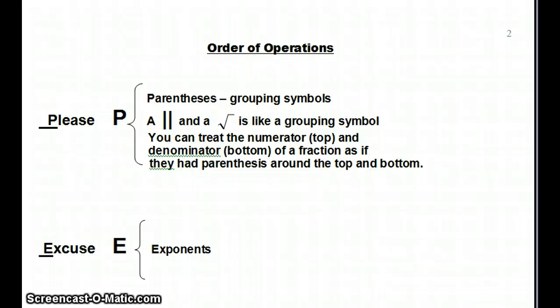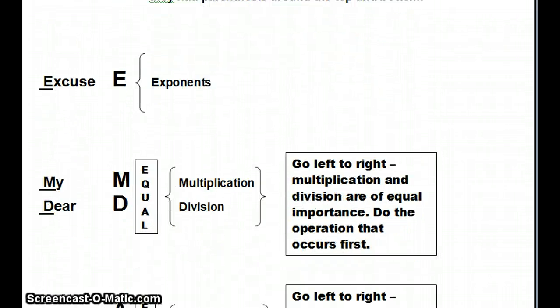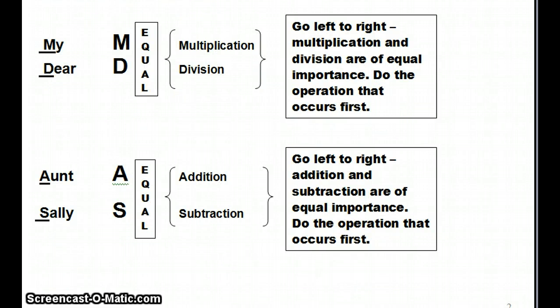On page 2 of your handout is a saying called "Please excuse my dear Aunt Sally." It's a way to help people remember the order of operations. The P stands for please, which means parentheses or grouping symbols. E stands for exponents, or the word excuse. My dear stands for multiplication and division. And again, what you really want to highlight is that they are of equal importance.